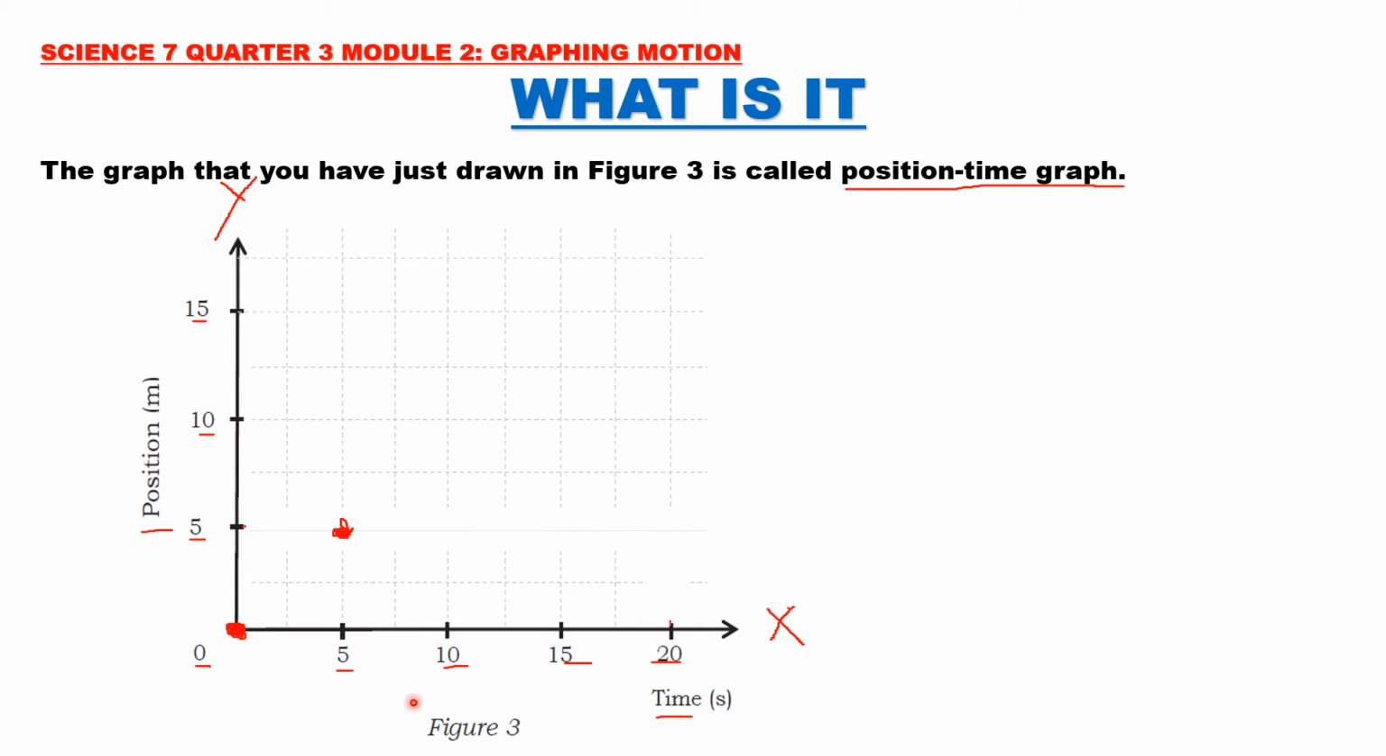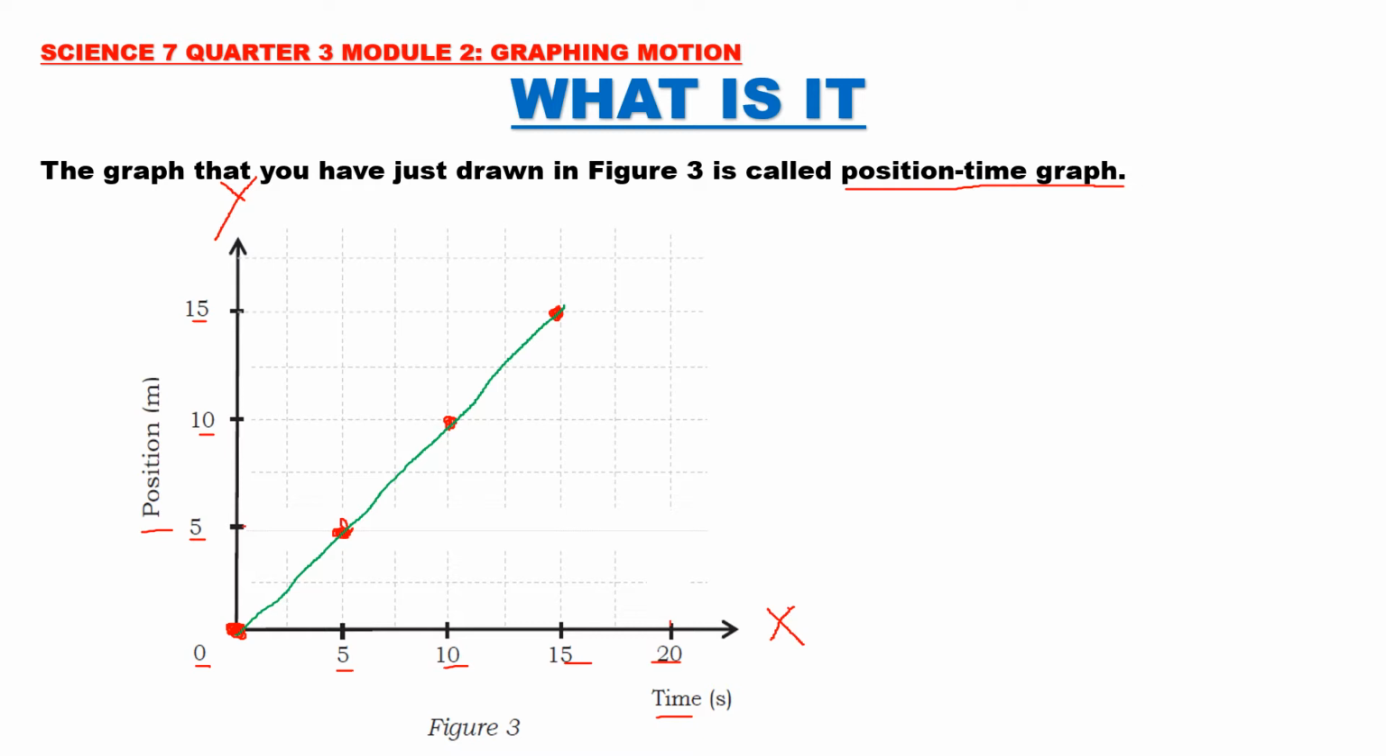Next, we have at 10 seconds, the ball is positioned at 10 meters. So dito, lalagyan natin siya ng dot. And then, next, at 15 seconds, the ball is positioned at 15 meters. So, kung saan mag-intersect, kung saan magtagpo yung mga linya natin, lalagyan lang po natin siya ng dot. Okay? So, after this, we are going to connect all our dots with a straight diagonal line. Okay? Connect lang natin. So, what do you notice with our graph?